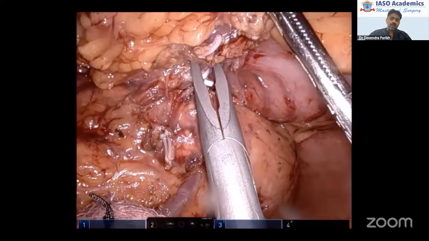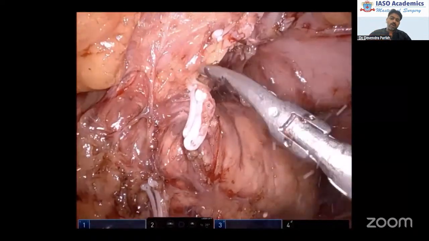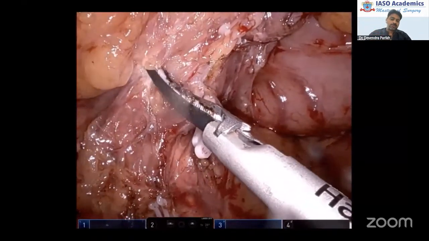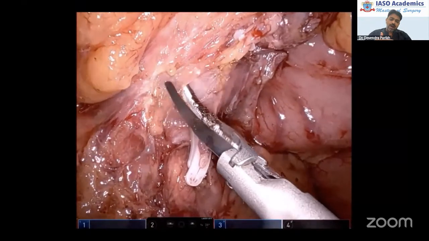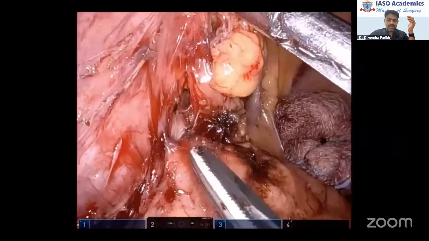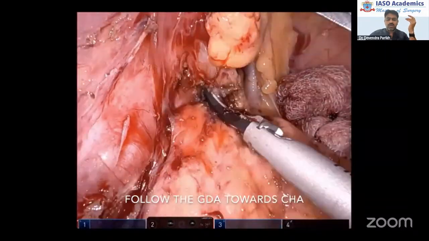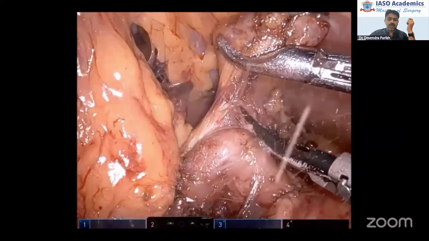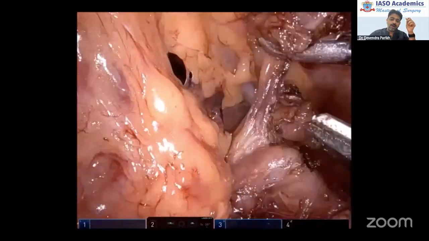Once that is done, we can either lift the stomach, and from that plane go towards the common hepatic artery basin, or we can come from the lesser curvature side. My preference most of the time is to follow this right gastroepiploic artery, and subsequently that will lead us to the GDA, as it is arising from the GDA, and from there we can trek towards the common hepatic artery. As we can see here, the station 8A lymph node has automatically been lifted from the common hepatic artery, and we are nicely seeing the pulsation of the common hepatic artery.